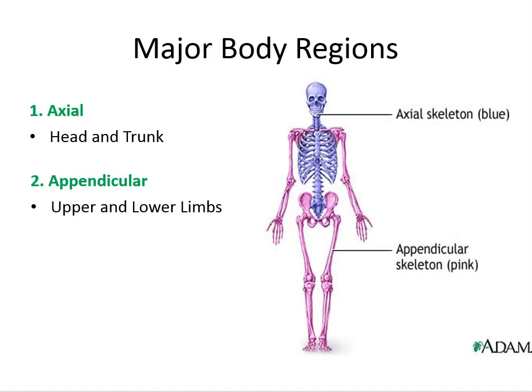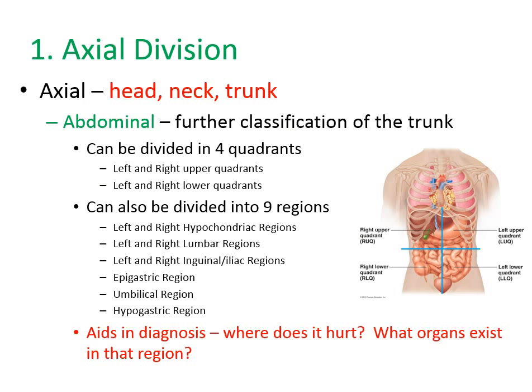The appendicular regions, if they were removed for whatever reason, you could still be alive, but without something in the axial region, it's going to be tough. If we look at the axial divisions, it's again the head, the neck, and what we call the trunk or the abdominal regions. They can be divided into 4 quadrants, and those quadrants can even get broken down as well.